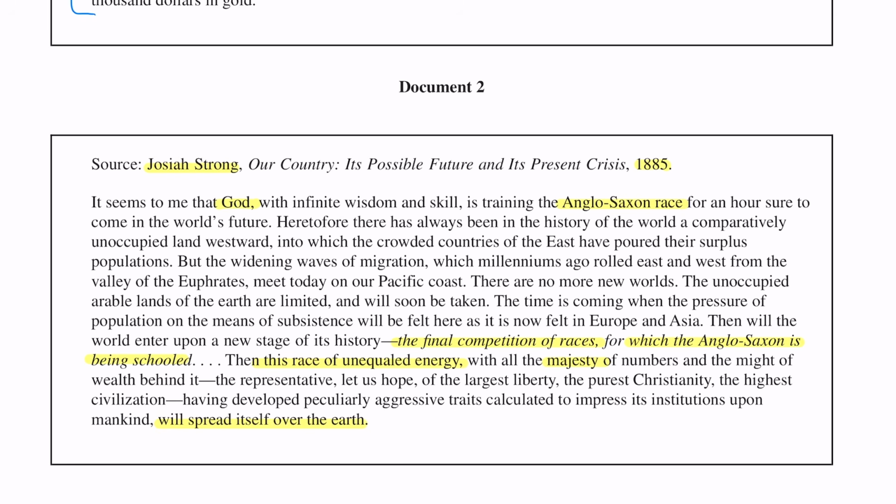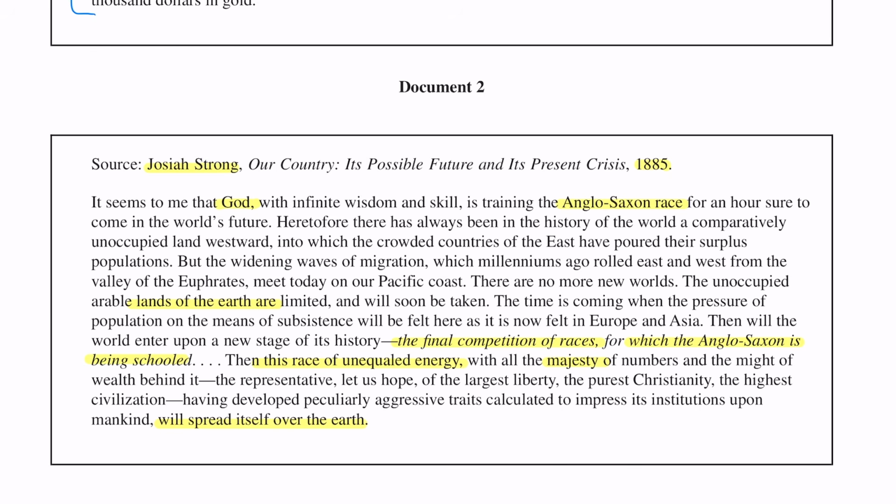Now, this document also seems to have something to do with lands as well. The lands of the earth are limited, he says, and that's what the competition of the races is going to be about. So maybe this is another document about land, but the race thing really dominates this, so I'm going to put it in that category. I'm just going to write over here, racial destiny.